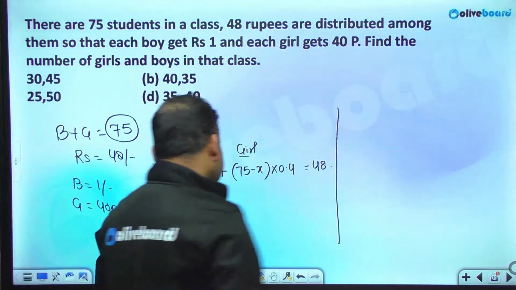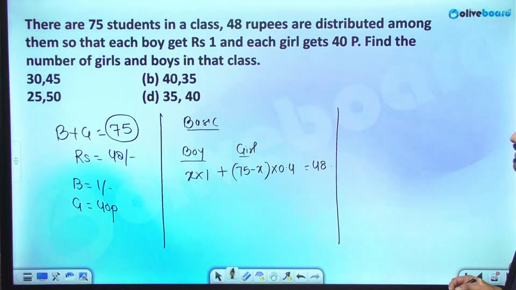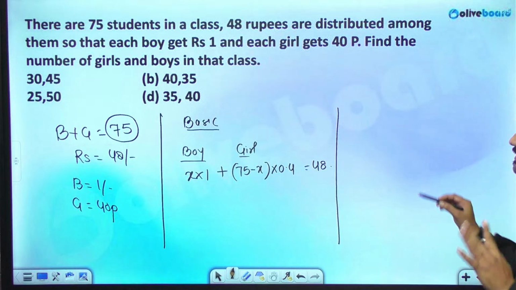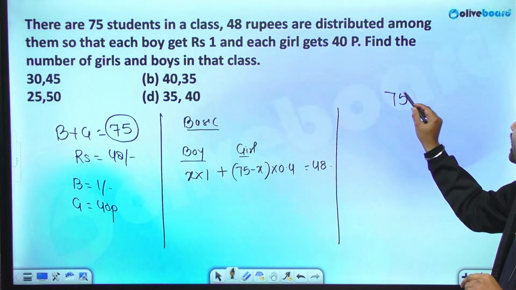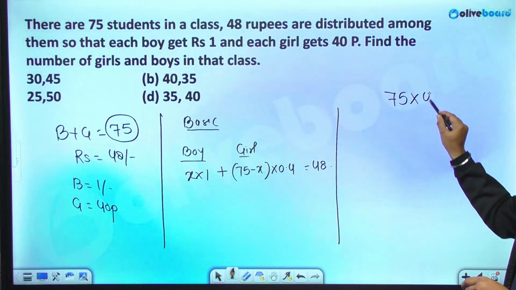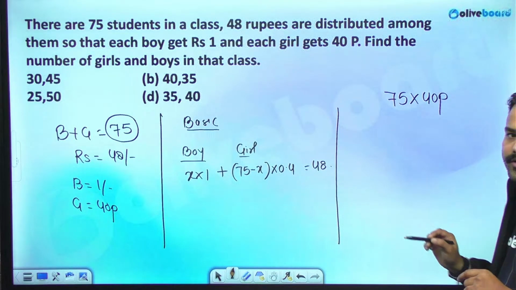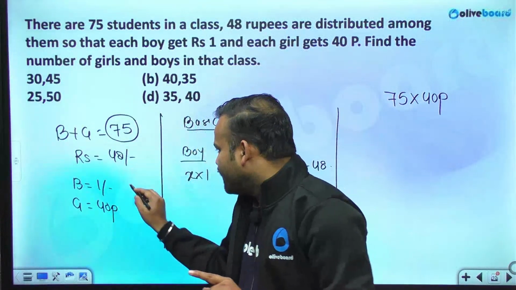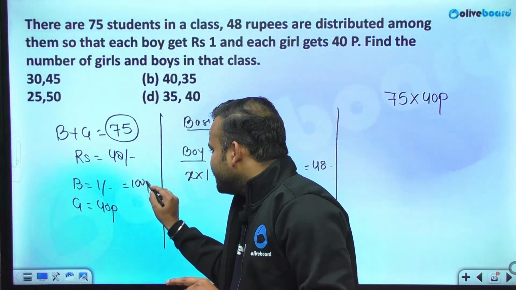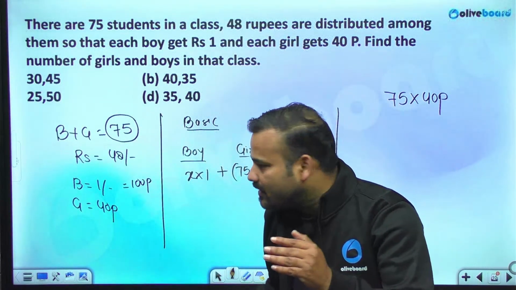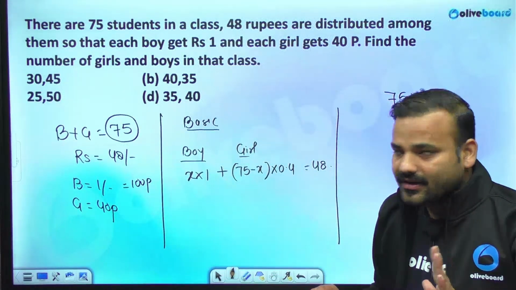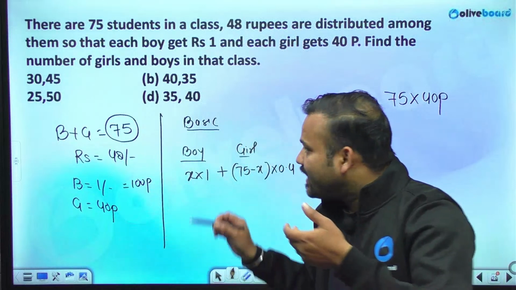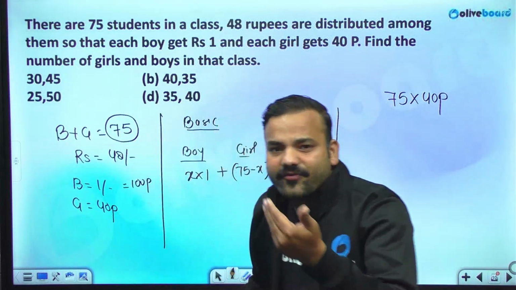What is the other approach? So each boy is getting 1 rupee and each girl is getting 40 paisa. So all these 75 students are at least getting 40 paisa. Girls will be getting 40 paisa and boys are getting 100 paisa, as 1 rupee means 100 paisa. That means satisfy the juniors. So everybody will be getting at least 40 paisa. I just don't know the number of boys and girls present in 75. So the entire 75 students are being given 40 paisa each.